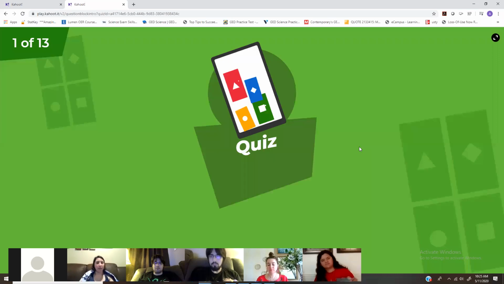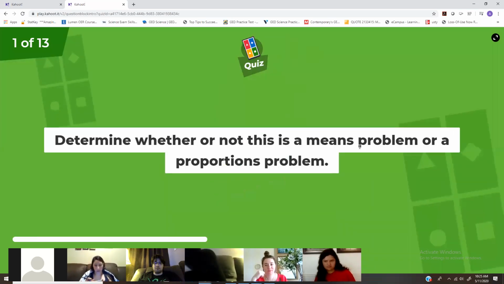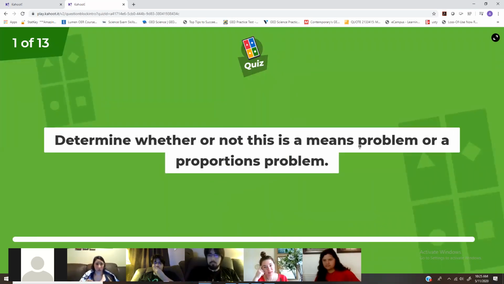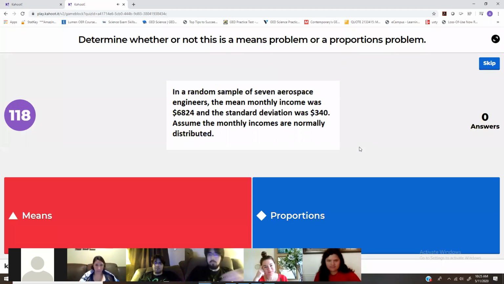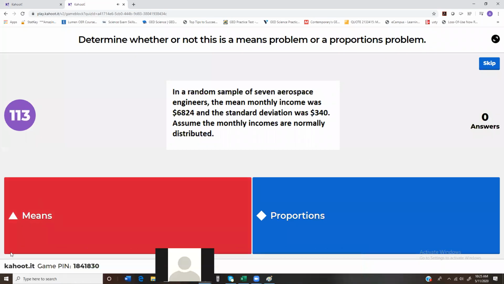And you guys can't hear that obnoxious music, right? You said no? How lucky for you. I can't figure out how to turn it off. It's like blaring in my ears. Okay. So in a random sample, oh, I got to move that so you guys can see the choices.